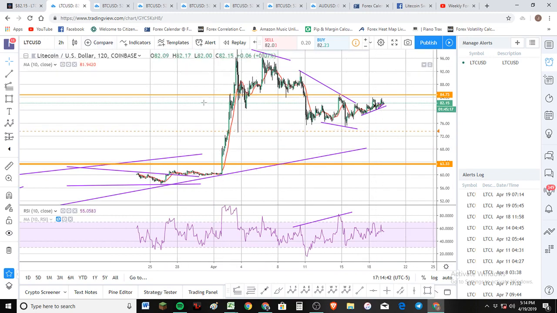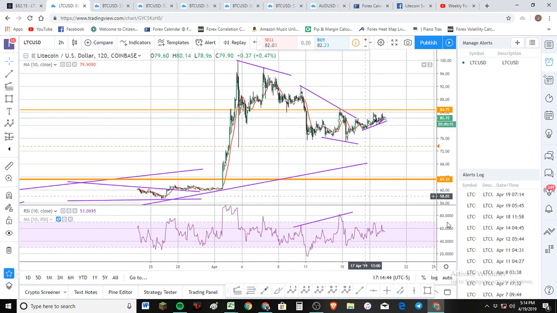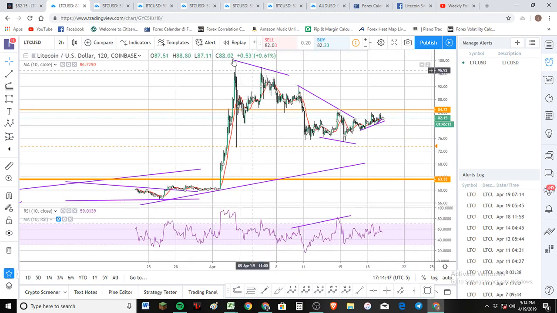This is the top of our high. You'll notice that we have price.